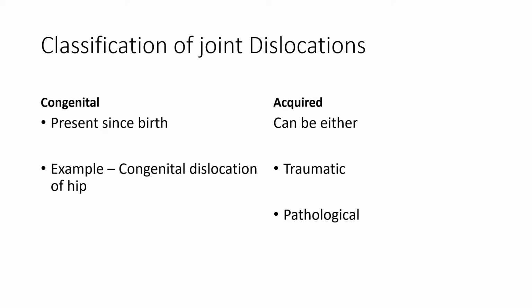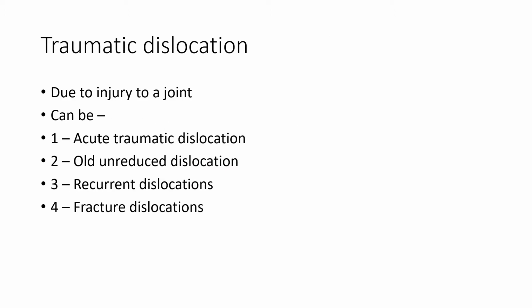We can classify joint dislocations as congenital or acquired. Dislocation and subluxation may be classified on the basis of etiology into congenital or acquired. Congenital dislocation is a condition where a joint is dislocated at birth. For example, congenital dislocation of the hip, which is also known as developmental dysplasia of the hip. An acquired dislocation may occur at any age. It may be either traumatic or pathological of the bone.